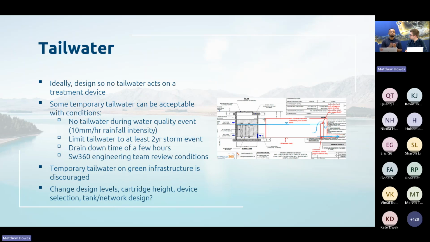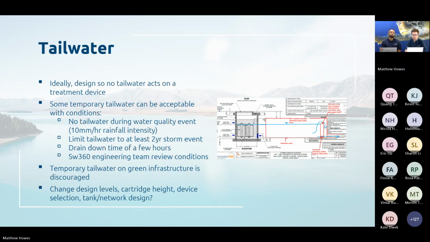What we can do, if we have a tailwater level, is raise the outlet level from the treatment device, for example, to avoid that tailwater. And ideally, that tailwater will not affect the treatment device, at least in the water quality flows, or at least up to the 2-year storm event. And also considering what the drain down time would be for the tailwater would be essential, given the implication on the treatment device in terms of maintenance.